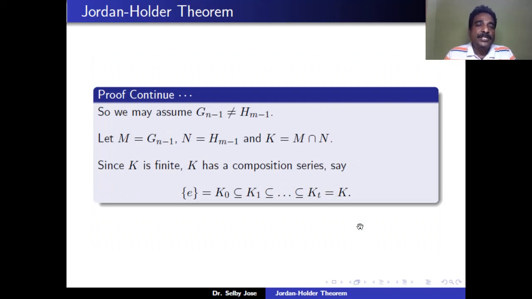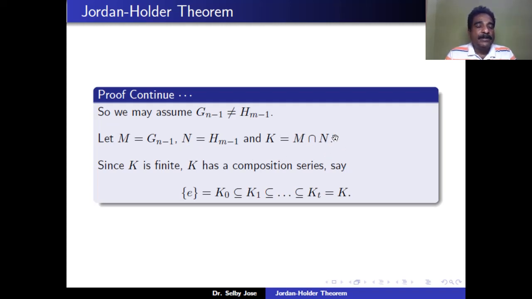So we assume that G_{n-1} is not equal to H_{m-1}. For simplicity, we use the following notation: M is equal to G_{n-1}, N is equal to H_{m-1}, and K is equal to M intersection N. That means M is the second last term of the first composition series of G, and N is the second last term of the second composition series of G, and K is the intersection of these two groups, M and N.